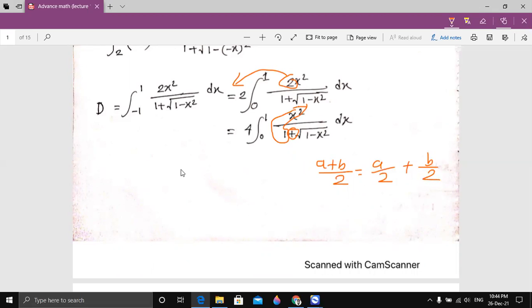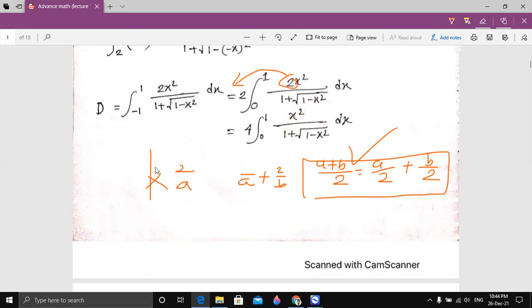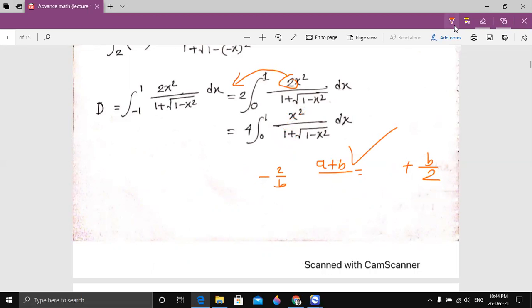But if it is something like 2 by a plus b, we cannot divide it like 2 by a and 2 by b, okay, 2 by a plus 2 by b. So we cannot do it this way. That's why I am not breaking this function.